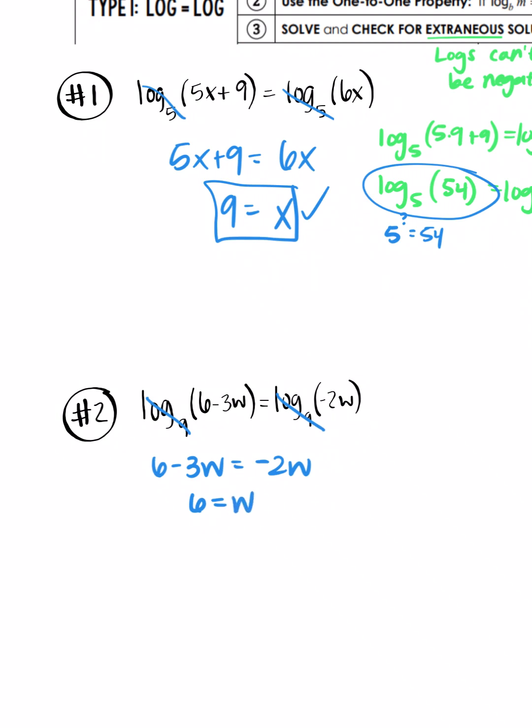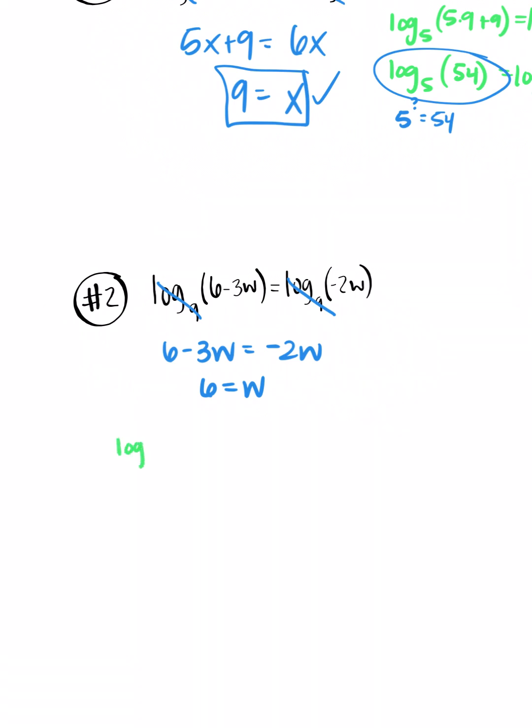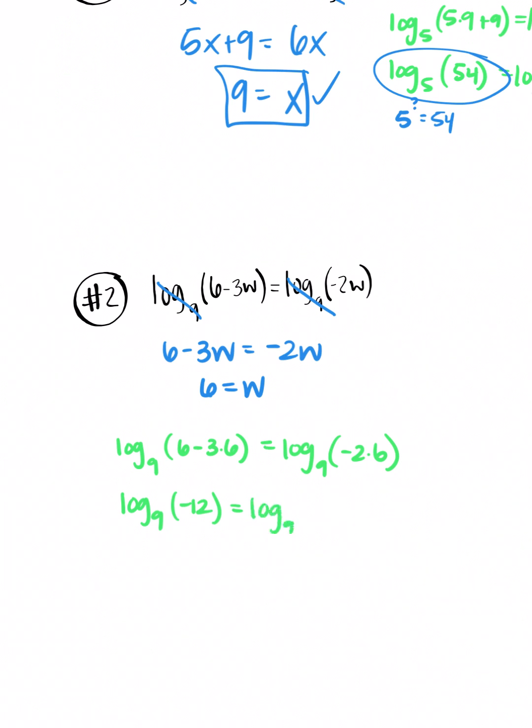So now if I check my work, plug in your 6. Again, if I could, I would just show you this on the graphing calculator. 6 minus 18 is negative 12. And negative 2 times 6 is negative 12. So as it stands right now, this solution appears to work. But if I stop and think about what this actually means, what is log base 9 of negative 12? Remember, that is asking us to figure out what power of 9 is going to get us to negative 12. We're going to quickly see that this doesn't make sense. 9 squared we know is 81.